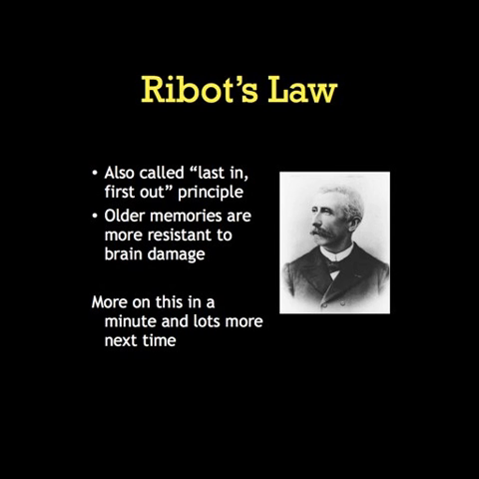All right, so Ribot's law is first in, last out, basically. The older the information is, the more impervious it is. Why? Because it's been consolidated. The stuff that hasn't been consolidated yet, what you were just doing, whether you hung onto the ball or not, that information is going to go, but the information that's been consolidated is fairly impervious. So consolidation happens over time.